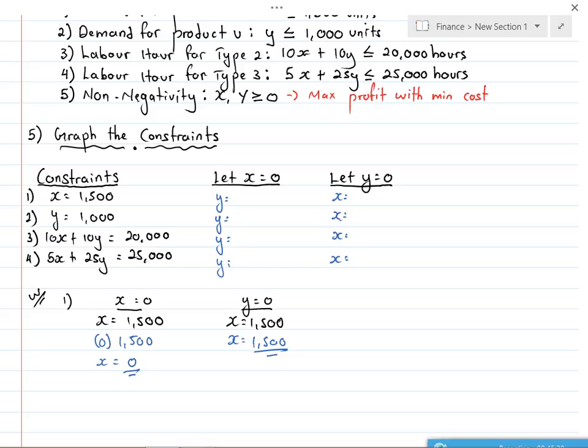Y answer should be 1500. Sure. So here the working is something wrong, am I right? Here what should you put?